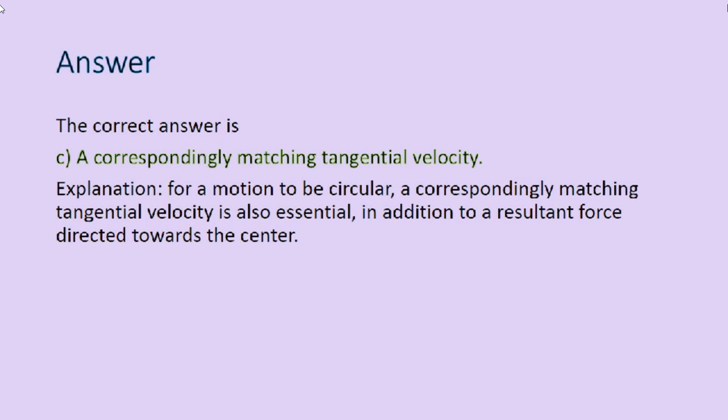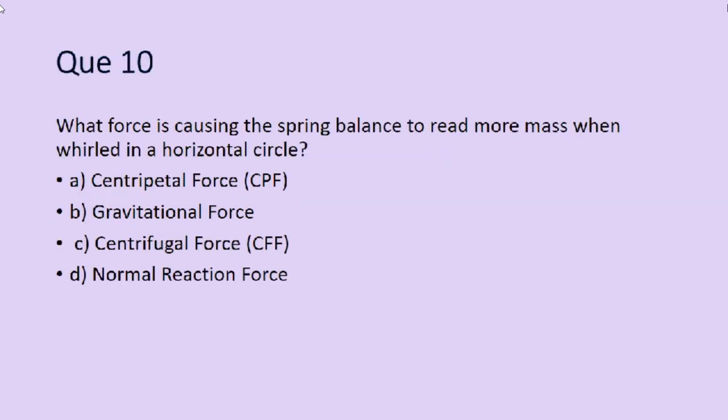Explanation. For a motion to be circular, a correspondingly matching tangential velocity is also essential. That is the essential thing needed for the motion to be circular, in addition to the resultant force directed towards the center.